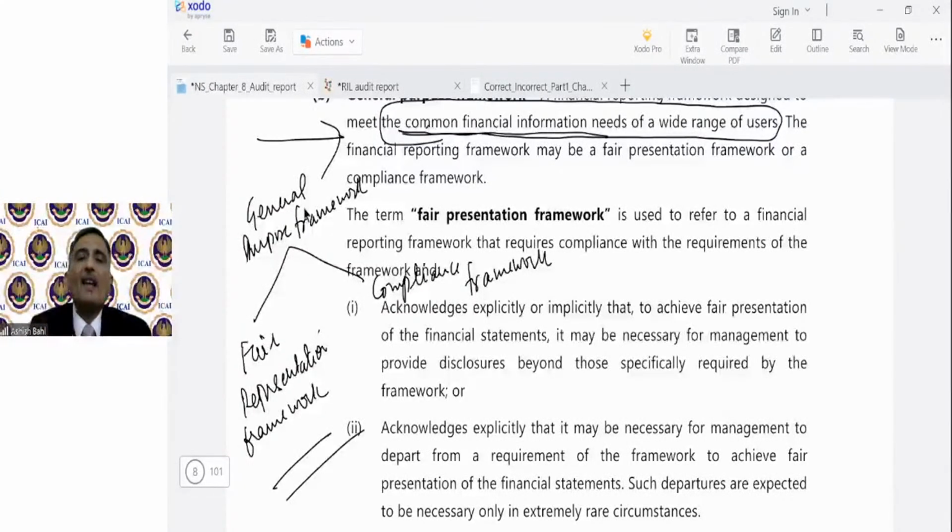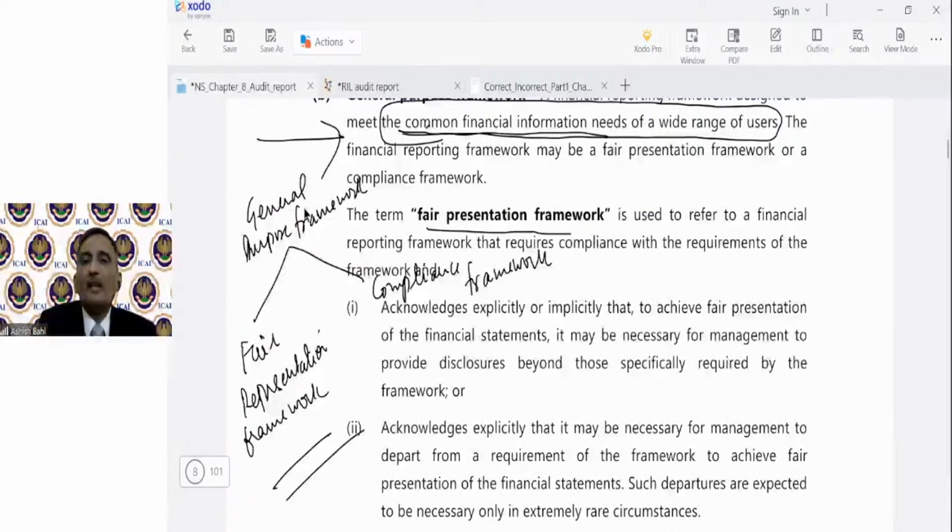Whereas in case of compliance framework, it doesn't have such an idea. It would comply with the requirements of the financial reporting framework. So this is the essential difference between the fair representation framework and compliance framework. Okay.